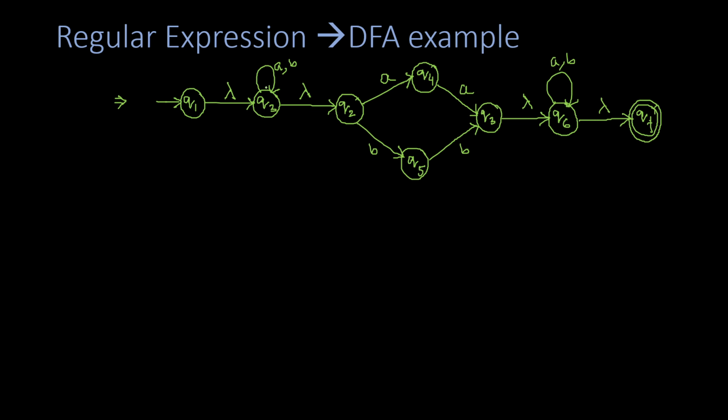What particular part can we merge? We can merge this particular part because we have a lambda over here. Without consuming any symbol, if I can go from q1 to q3, then why should I keep q1 and q3 as different states? A similar situation is q3 to q2 also. If without consuming anything I can reach from q3 to q2, then why should I keep q3 and q2 as different states? That means I can merge these three states into a single state.